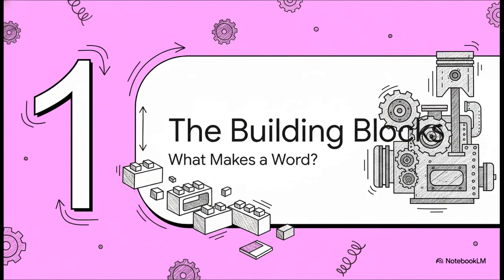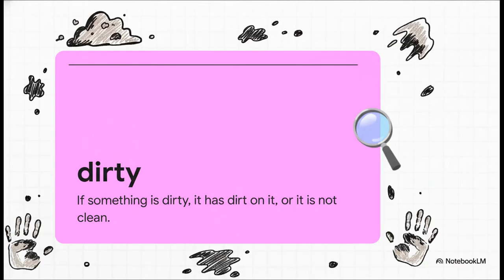Okay, so to get why this word is so powerful, we've got to look under the hood first. What are the actual building blocks, the nuts and bolts that make this thing tick? So at its absolute core, dirty is an adjective. It's a word that describes something. It just means not clean. It has dirt on it. This is our ground zero, the most literal physical starting point.